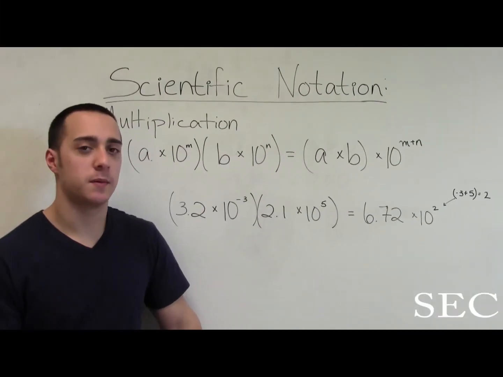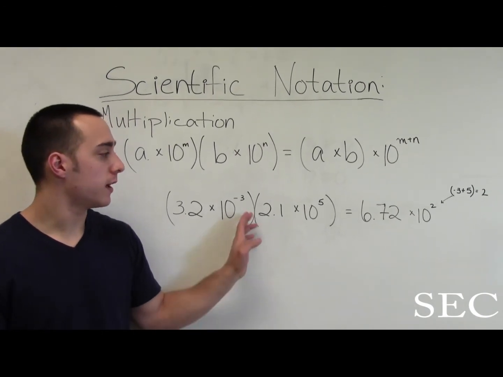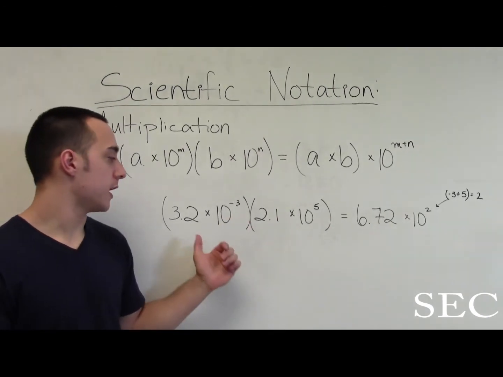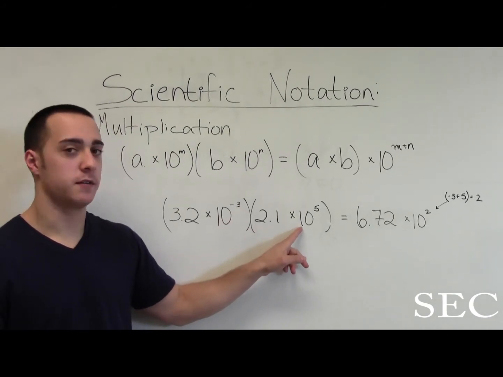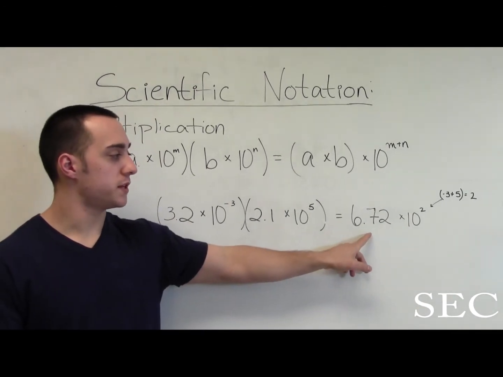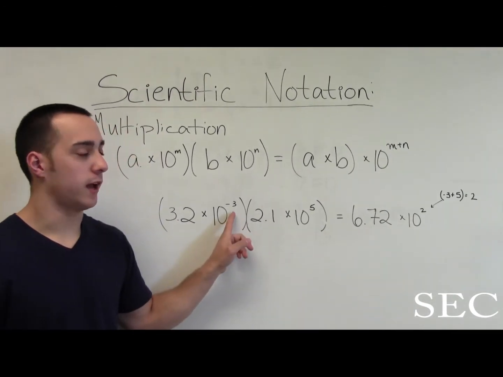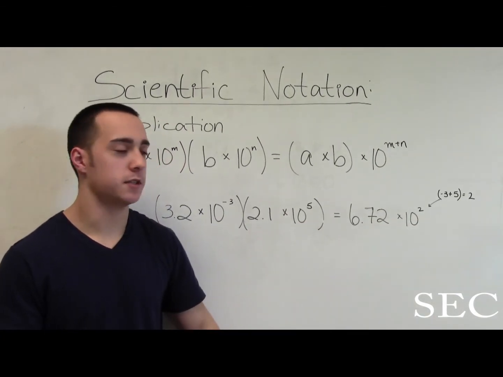If you're multiplying two numbers in scientific notation that have powers of 10 of different signs, you would simply add the exponents. For example, 3.2 times 10 to the negative 3rd times 2.1 times 10 to the 5th. The mantissas 3.2 times 2.1 equals 6.72. And for the exponent, negative 3 plus 5 is positive 2. 6.72 times 10 to the 2.